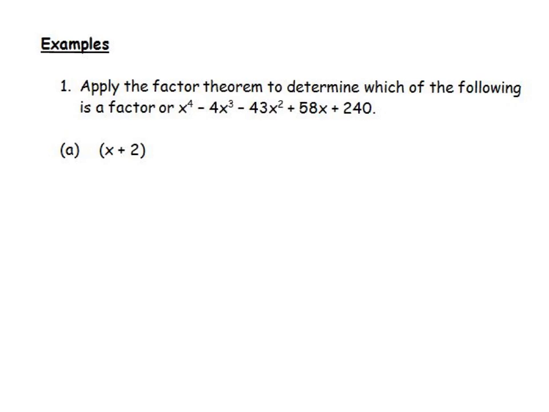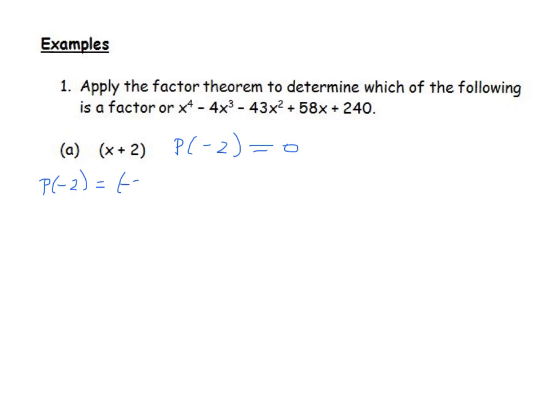So our first example says apply the factor theorem to determine which of the following is a factor of x to the power of 4 minus 4x cubed minus 43x squared plus 58x plus 240. So we're going to try and see whether x plus 2 is, and what we want to show is that p of minus 2 is equal to 0. If p of minus 2 equals 0, then x plus 2 would be a factor. So we'll find what p of minus 2 actually equals.